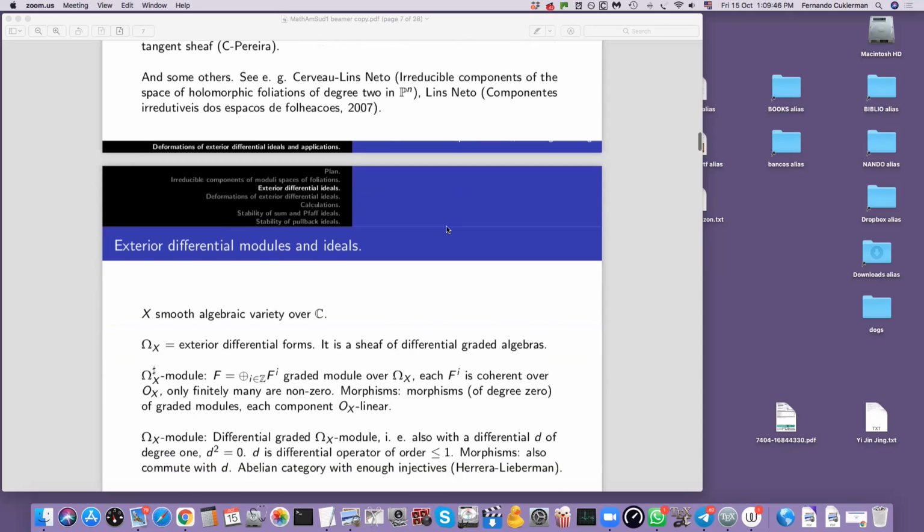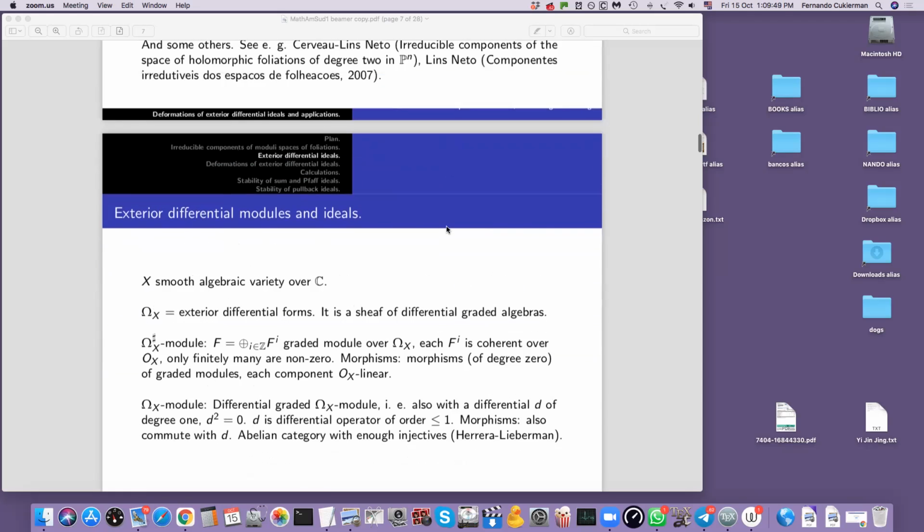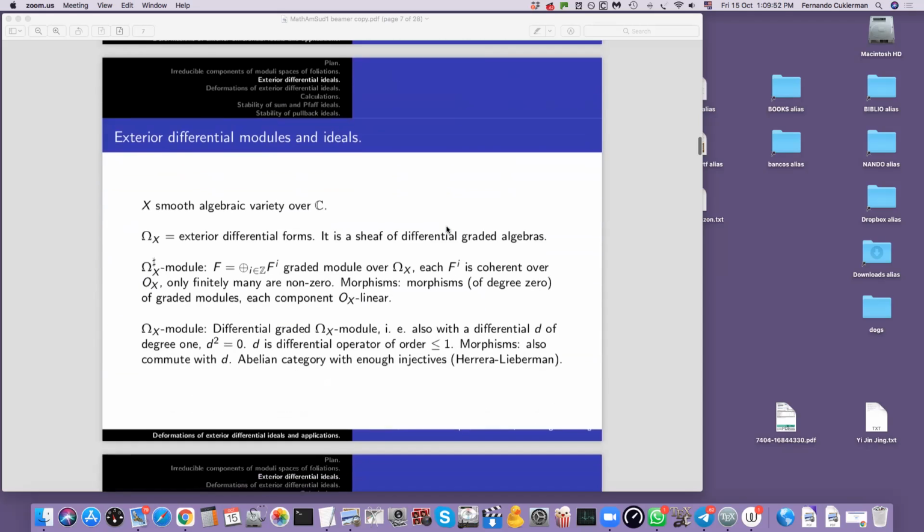Okay, so this is the motivating situation with foliations. We will consider now a more general object, which is an exterior differential ideal, and study similar problems for these ideals. So again, we take a smooth, say, projective algebraic variety over C. Omega sub X is the algebra of exterior differential forms. It is a sheaf of differential graded algebras.